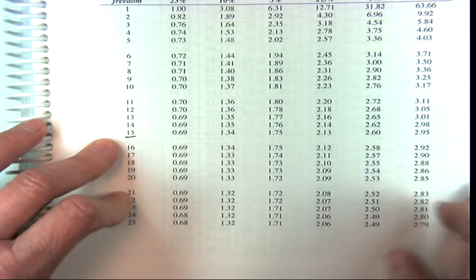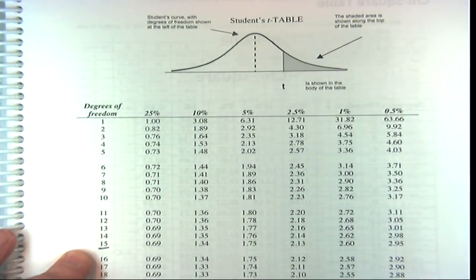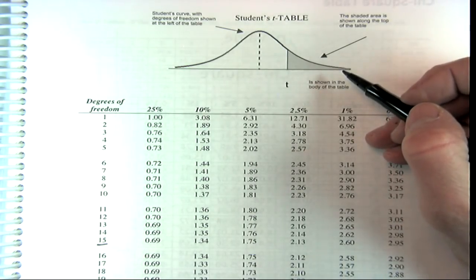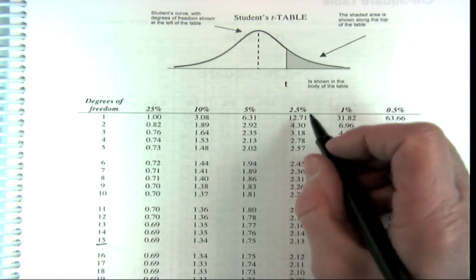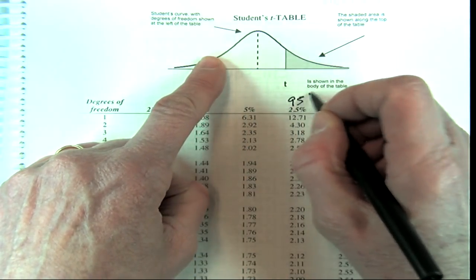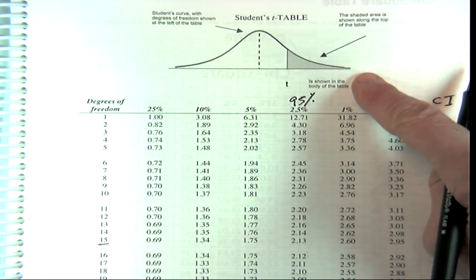All right? Now, there are so many different curves. This just gives us the right-hand tail here. So we want 95% in the middle. If we have 95% in the middle, that means this right tail would be 2.5, 2.5. So this would be a 95% confidence interval, because it's just giving one tail.